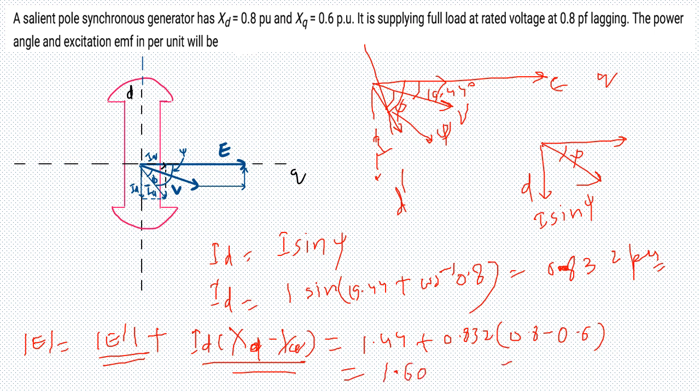So your E is going to be 1.60 angle 19.44 degrees. So your excitation EMF is 1.60 in per unit, and your angle is 19.44 degrees. This is how you need to proceed for these kinds of problems.